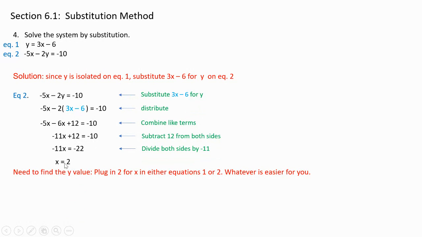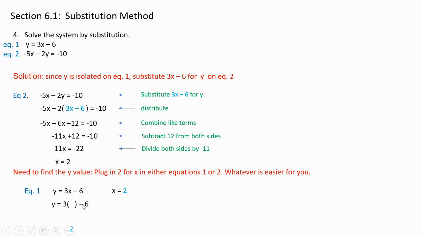Once you find one of the values, either x or y, then we have to plug it into the other equation. So here we're going to plug into either equation 1 or equation 2. In other words, I'm going to plug in 2 for the x in equation 1, or for the x in equation 2. But it's easier to use equation 1. Why? Because the y is already isolated. So when we plug in the value for x, we get a response for y.